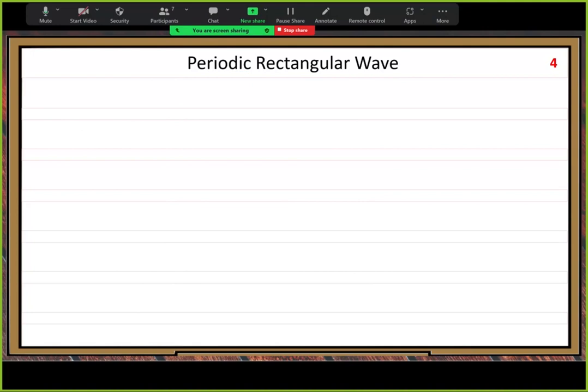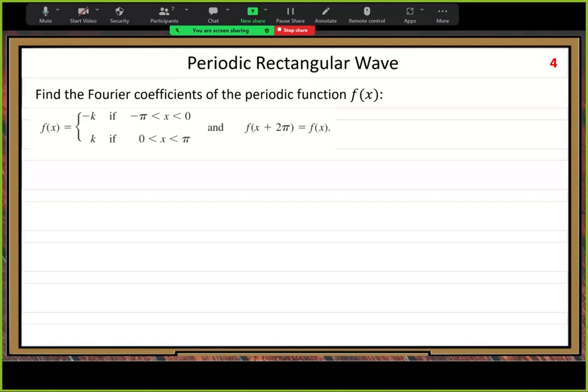Periodic rectangular wave. So now let's do one simple example. Let us expand one periodic rectangular wave function in its Fourier series. Our first Fourier series example: find the Fourier coefficients of the periodic function f of x, f of x defined in this way.